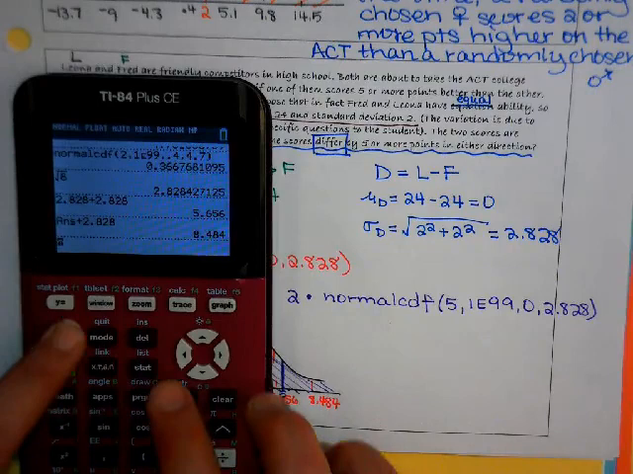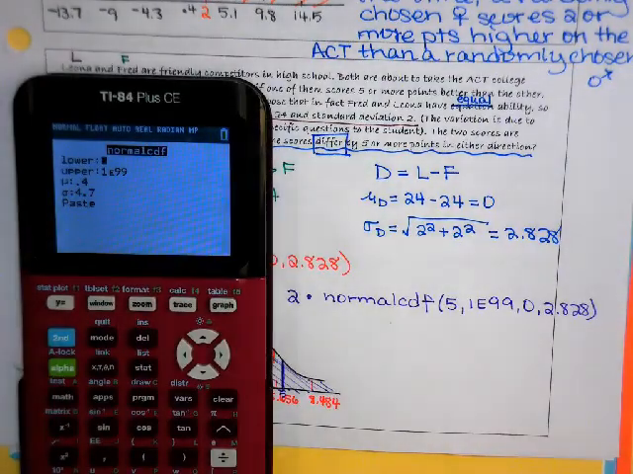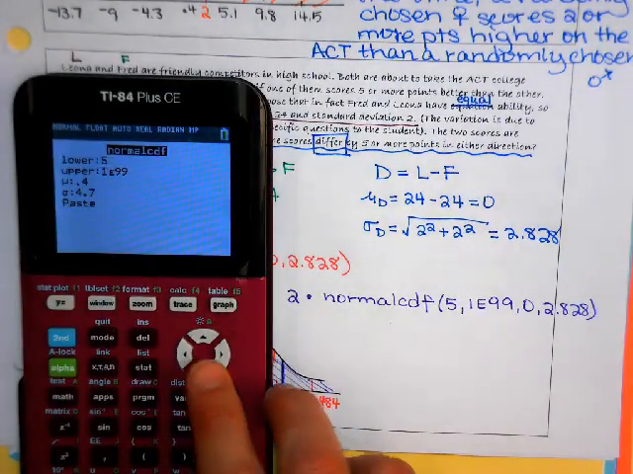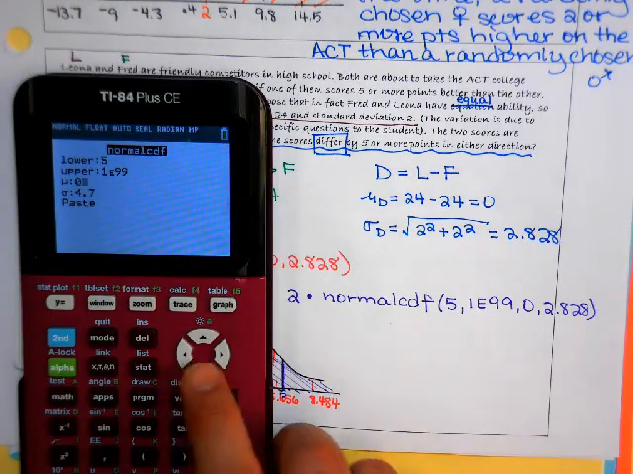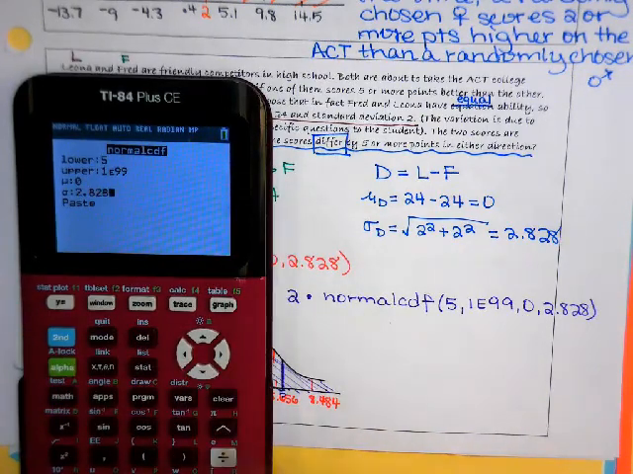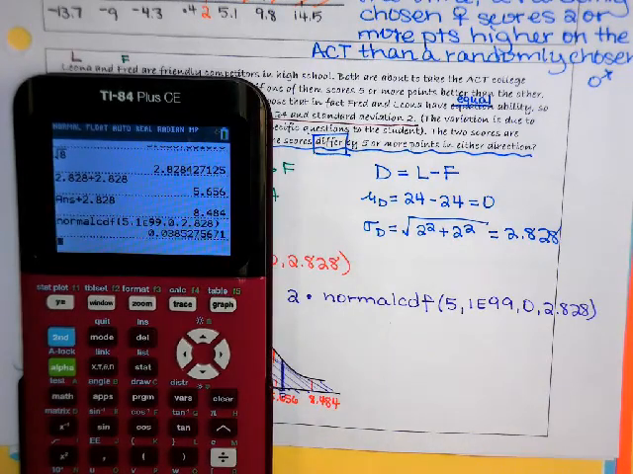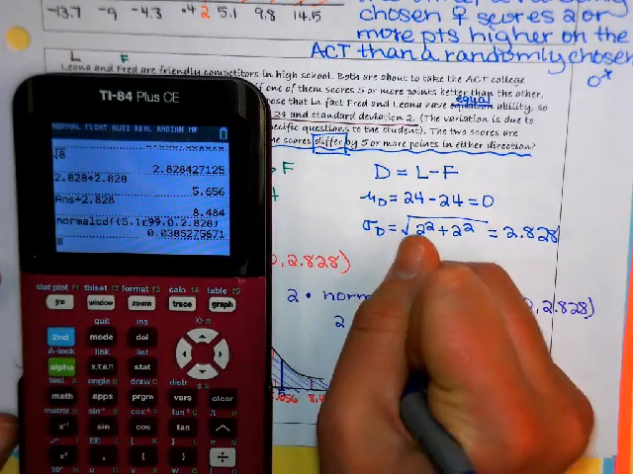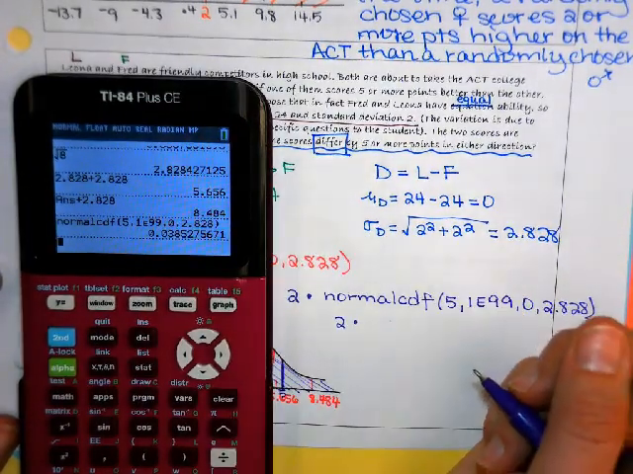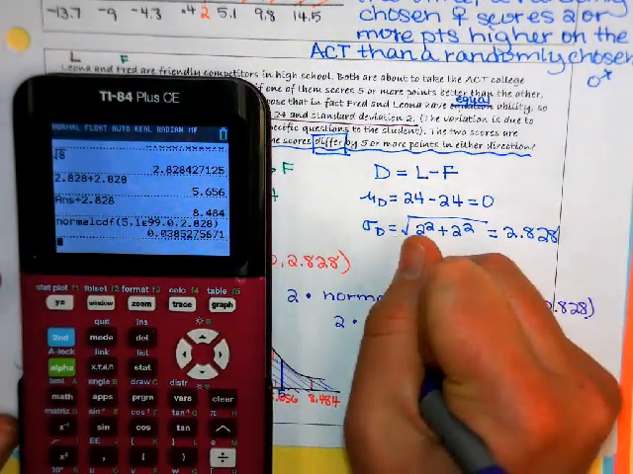Alright, so I get 0.0385 when I put that in normal CDF, and then I'm going to multiply by 2 to get the area of both tails. So 0.0771 when I round.